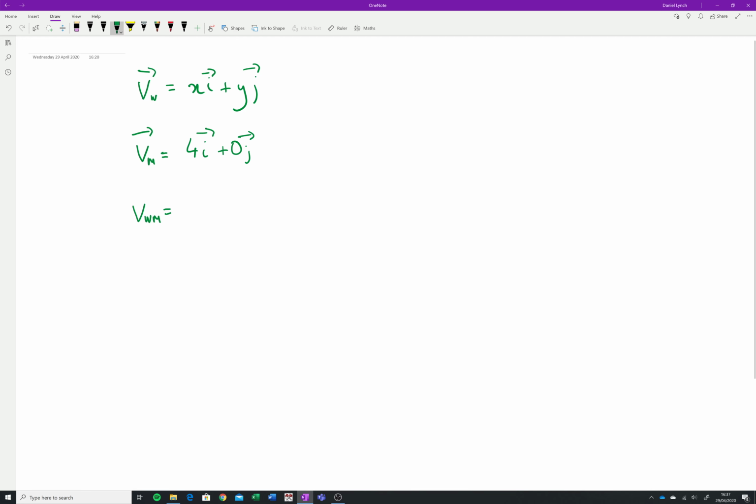So let's first of all get this thing here. This is VW minus VM. We're going to subtract the m from the w. My m's and w's are frighteningly close to each other. There's w, there's m, as best I can. So we do w and we take away m, so it's going to be x minus 4 i's, plus yj.